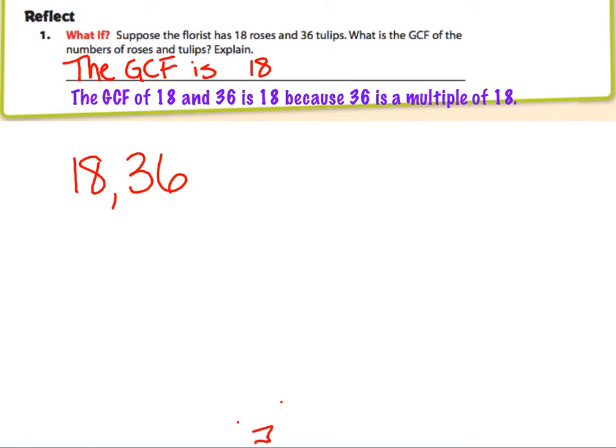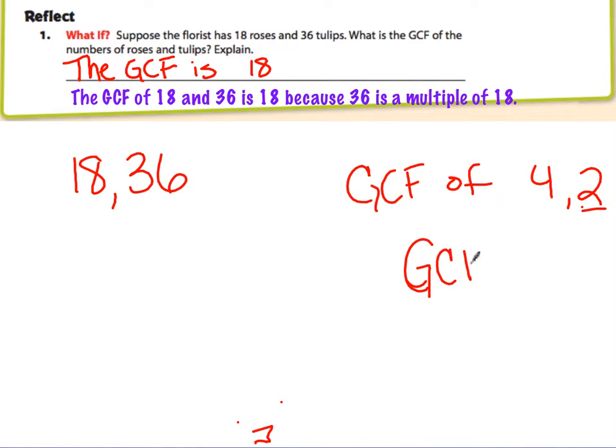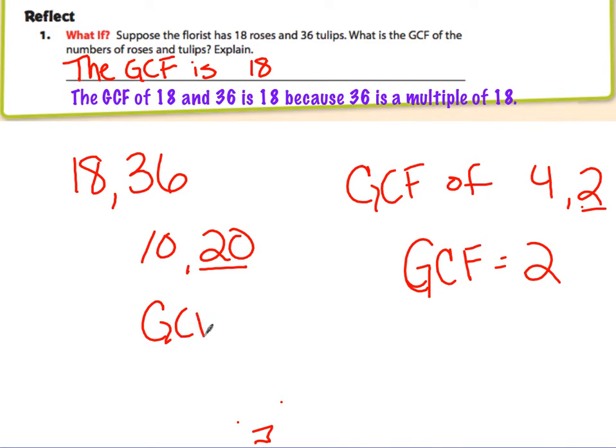So for example, 4 and 2. Well, 4 is a multiple of 2, so the GCF in this case has to be 2. How about 10 and 20? Well, 20 is a multiple of 10, so the GCF has to be 10. So if you know your multiples really well, it's really easy to find the greatest common factor for problems like these.